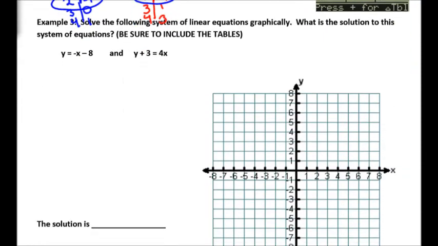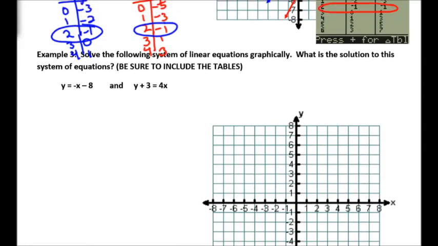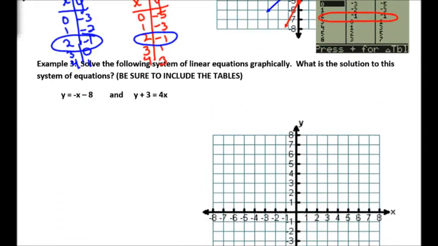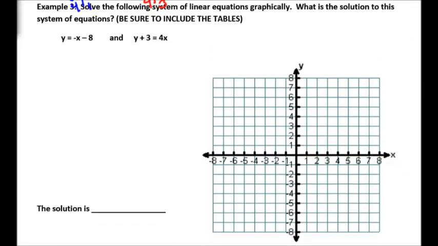All right, so I'm really hoping that you guys are understanding this. This is a very easy way to earn points on your test and Regents exam. It's just graphing two lines. All right, let's take a look at example number 3.